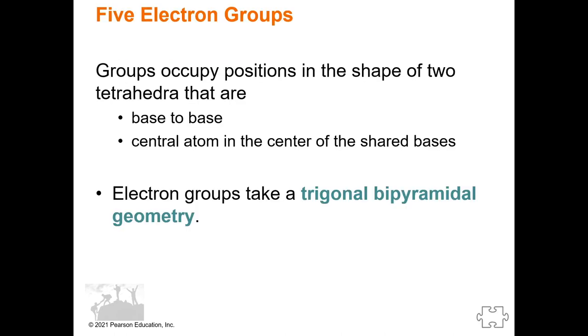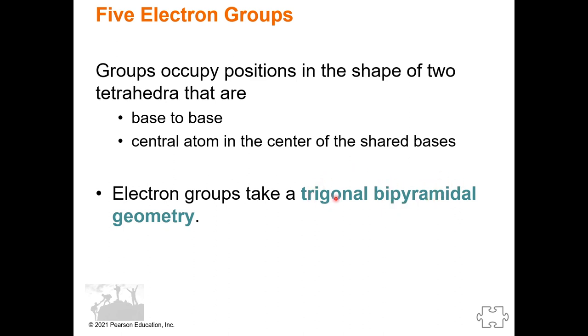Now let's take a look at five electron groups on the central atom. This geometry, this electron geometry, is called trigonal bipyramidal. Now let's take this one word at a time. Trigonal, you're going to think of triangle. Bipyramidal. Okay, we know bi means two, and you should all know what a pyramid looks like. So think of two pyramids.